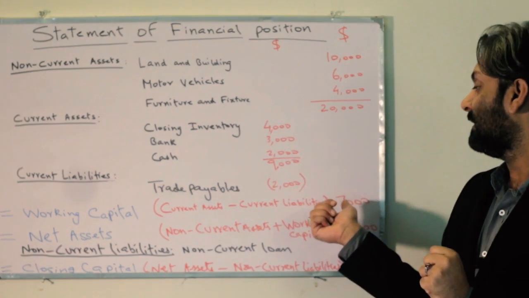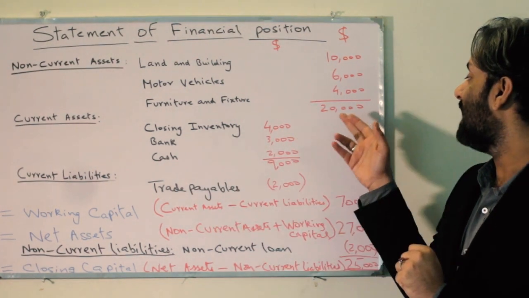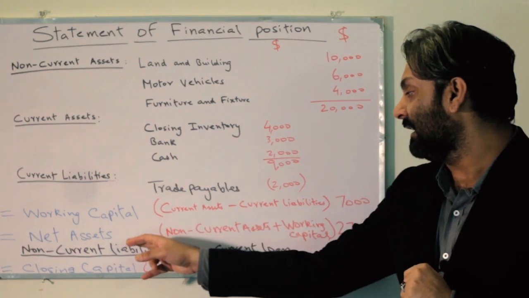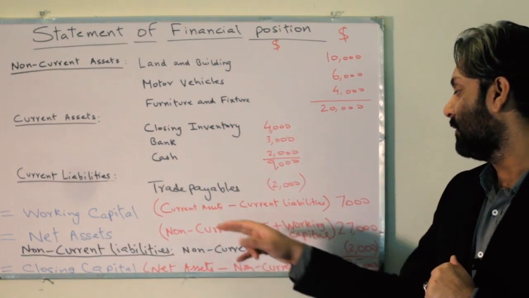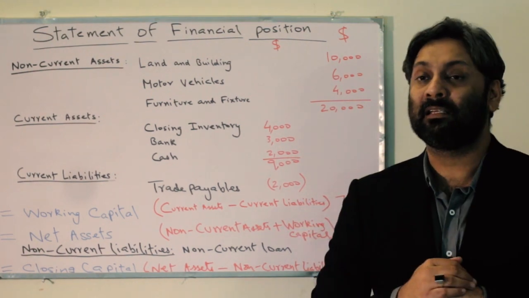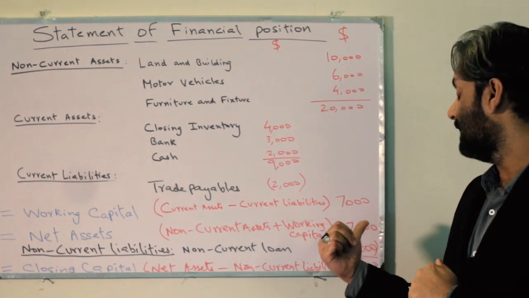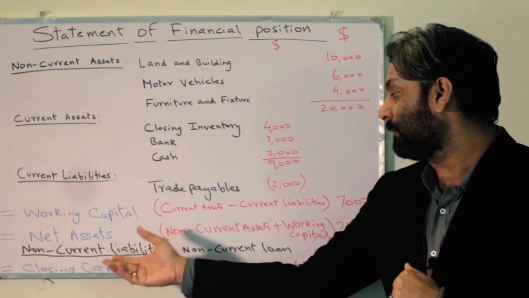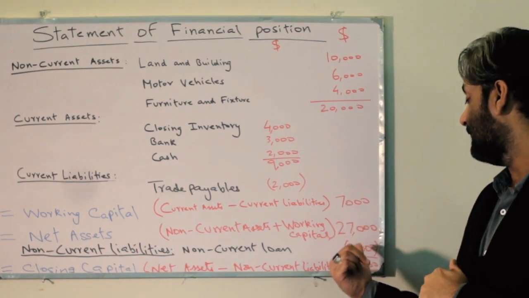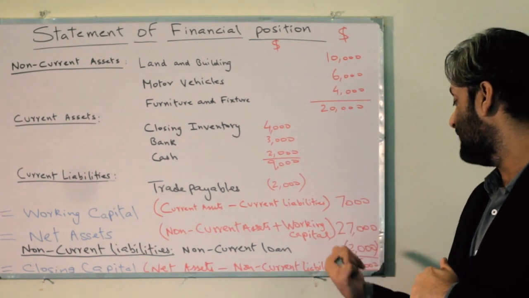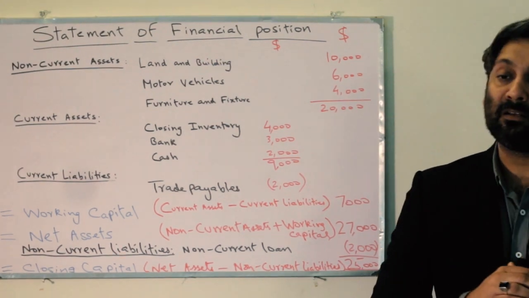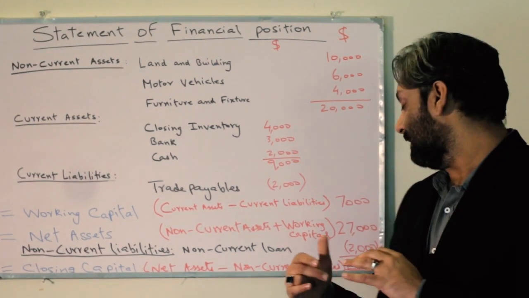So 7,000 is the working capital, and then we add the working capital to the non-current assets, and we find net assets by doing that. Non-current assets plus working capital, we get net assets, that is the money available with the business, and then we subtract non-current liabilities which have to be paid out of the money available, and that is 2,000 in the current scenario. So 27,000 minus 2,000, the closing capital, the money or finance that we end up with, is 25,000.